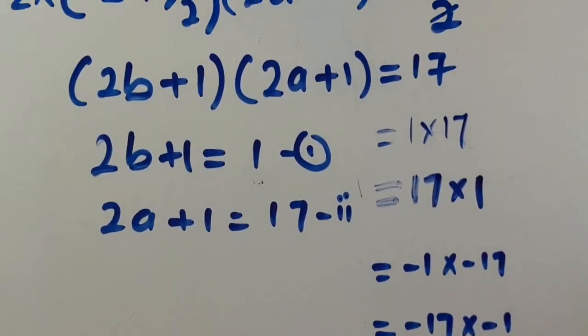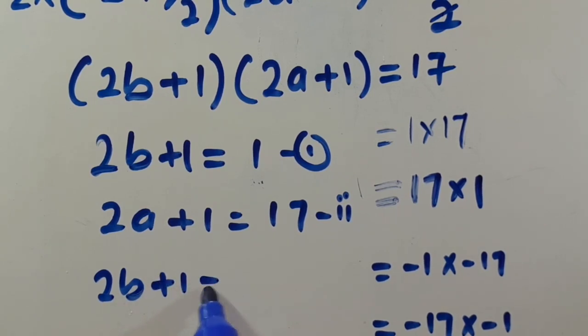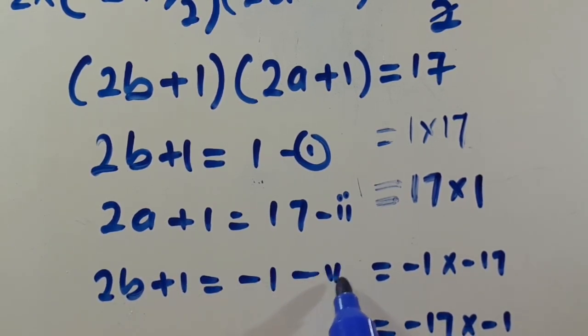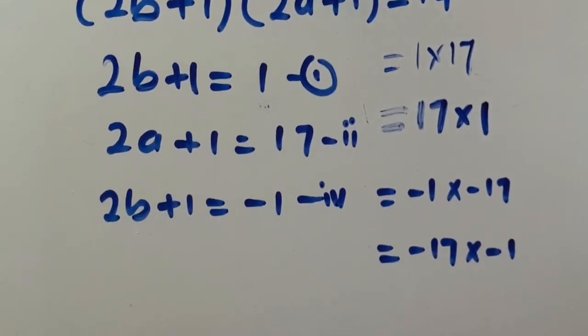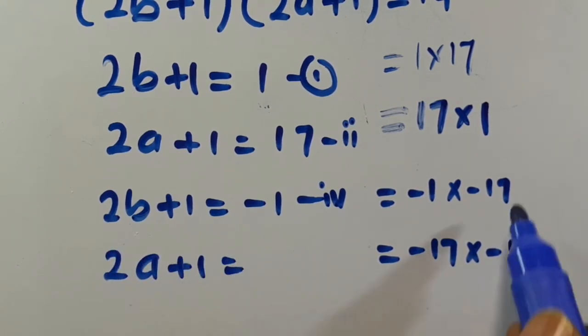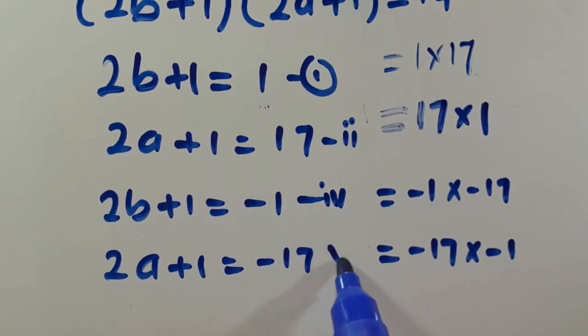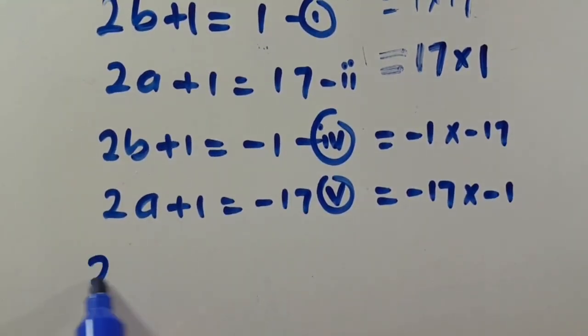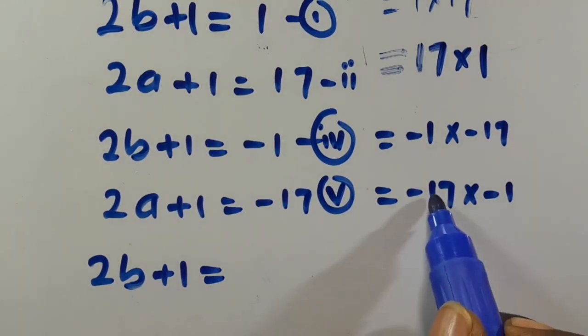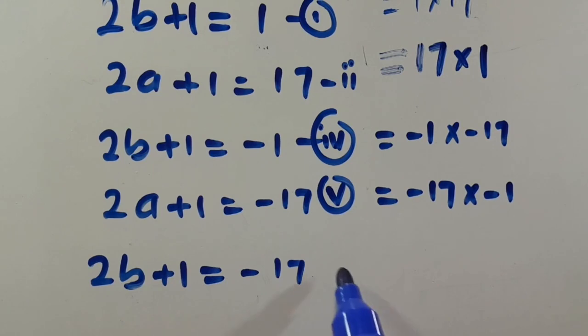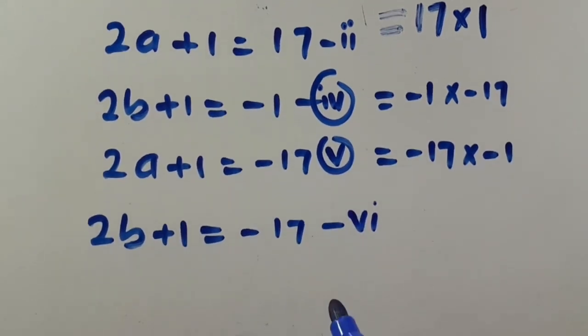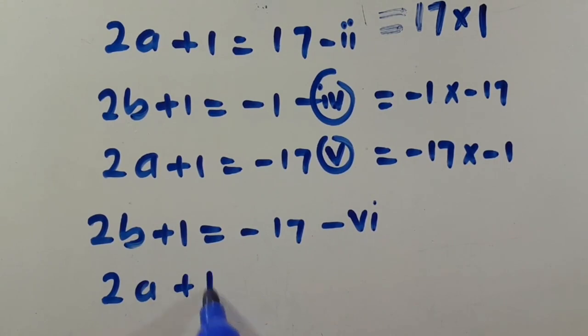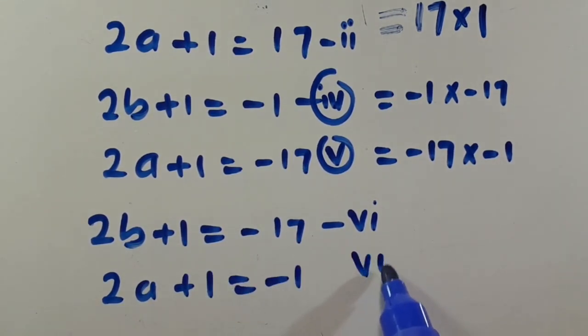Then, from here, it implies that when we go along with this, 2b plus 1 will be equals minus 1. We have this as equation 4. And again, when we go along with this, we have 2a plus 1 to be equals minus 17. We have this as equation 5. When we go along with this one, we also have 2b plus 1 to be equals, for this one, will be minus 17. We have equation 6. When we also go along, we have 2a plus 1. We also have it to be minus 1. We have this one to be equation 7.